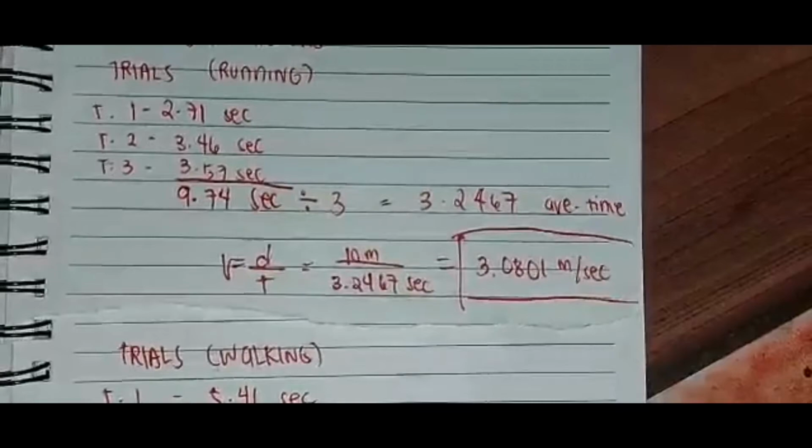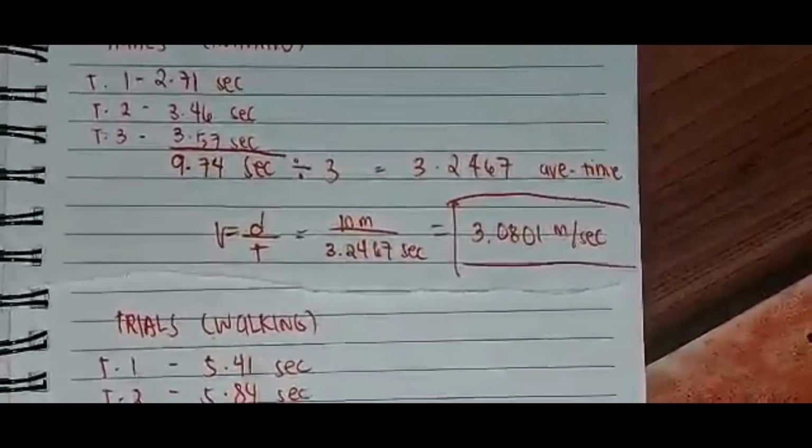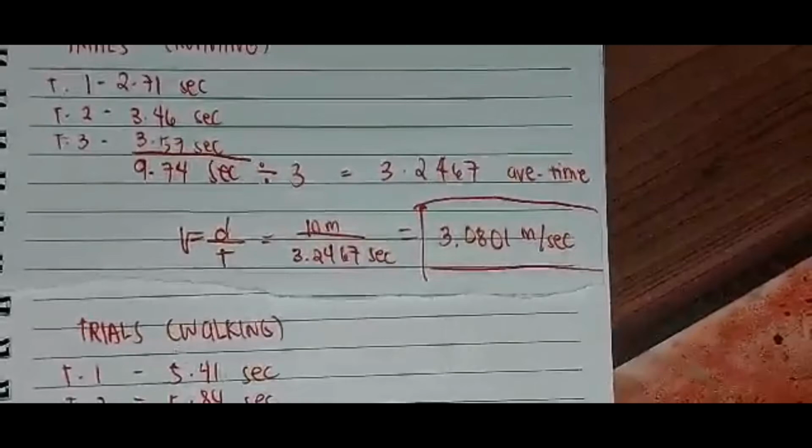The formula for speed is D over T, the distance over time. So the distance is 10 meter and the time that we have determined is 3.2467.